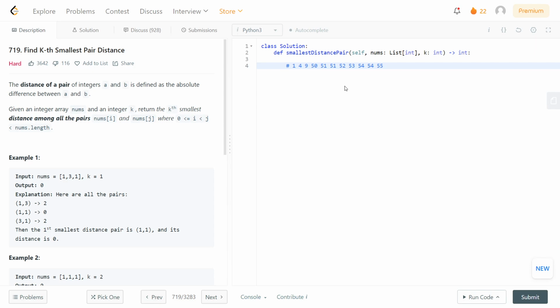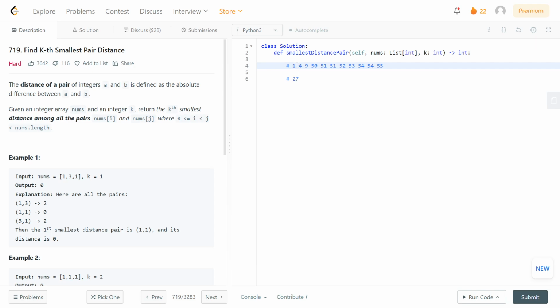To implement binary search, we would take 27, that's 55 minus 1, so 54, divided by 2, and we would check how many pairs have a distance less than 27. And that we can do with just a sliding window. So this sliding window is just to find those pairs efficiently. We have left and right. Left is 1, right is 4.